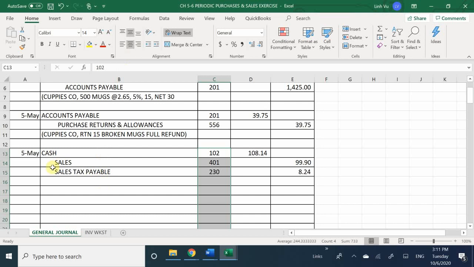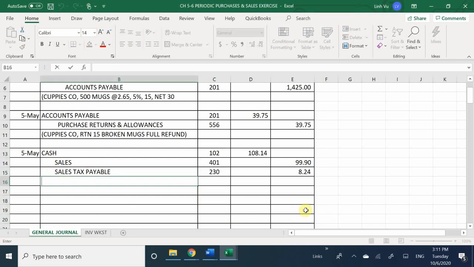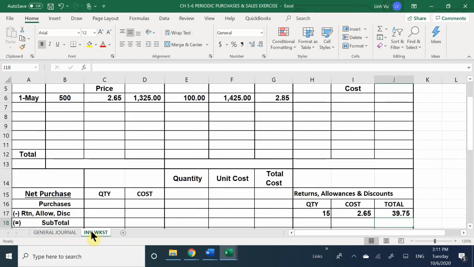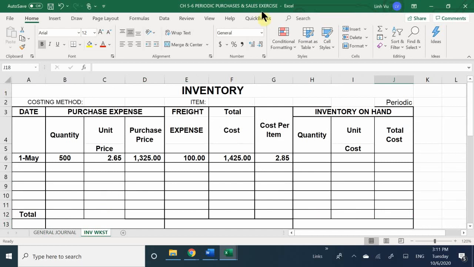Here I'm going to make sure that I recognize that I sold 10 mugs. Do I need to go ahead and put this in my inventory worksheet? Well, I would think you would remove that quantity, right? Throughout this entire time, did we ever take out of our quantity?